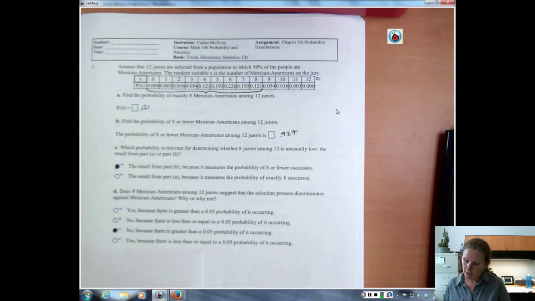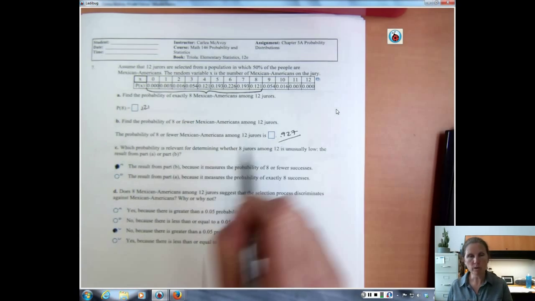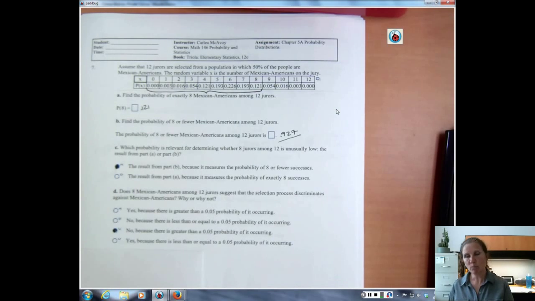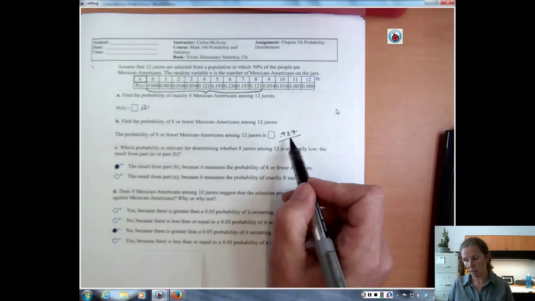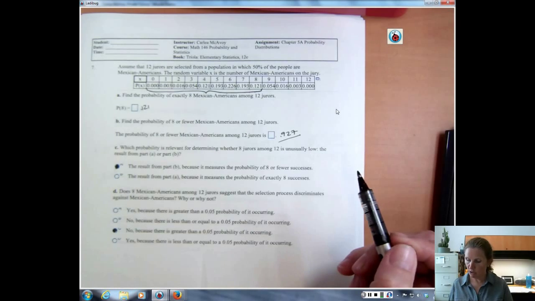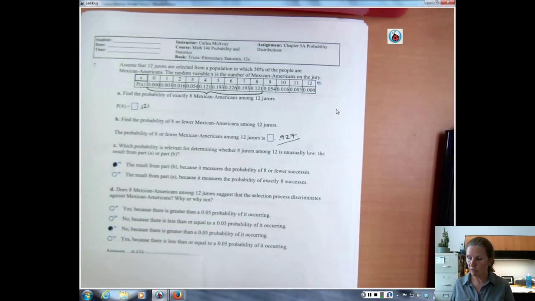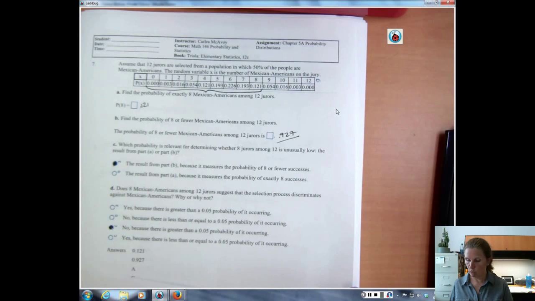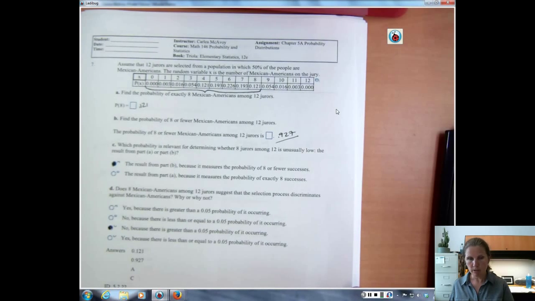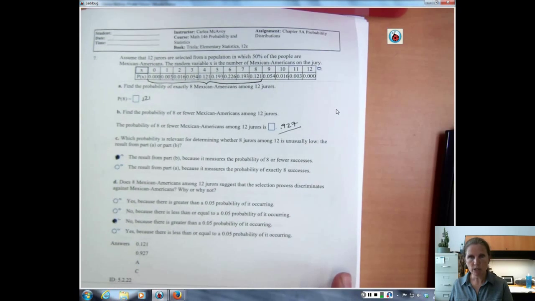And does 8 Mexican Americans among 12 jurors suggest the selection process discriminates against Mexican Americans? Do you see how this is way more than 0.05? Since that's more than 0.05, then that's telling us that they're not being discriminated against. They're actually being represented because it's greater than 0.05. If it was less than 0.05 chance of that happening, we would say, whoa, what's going on? Why aren't they representing those people in the population? That's 5.2.22.